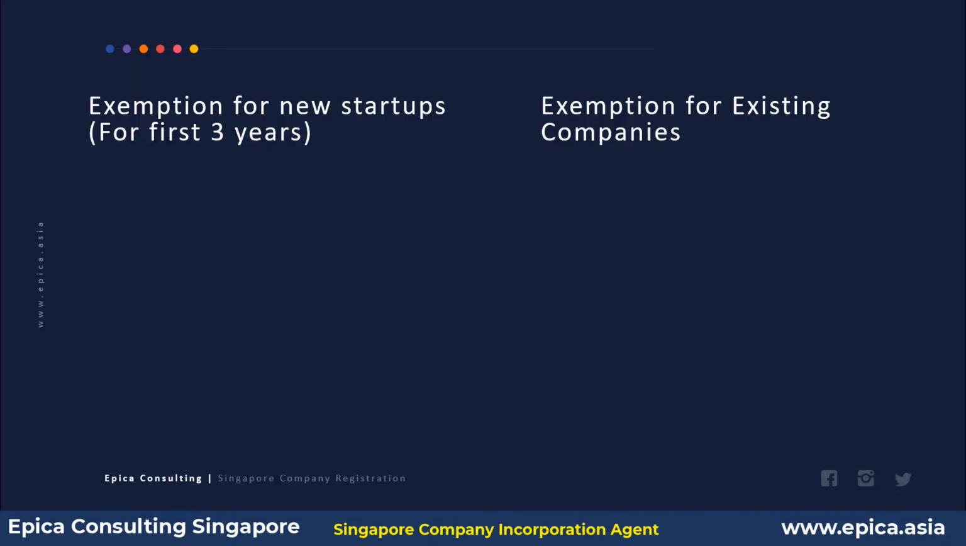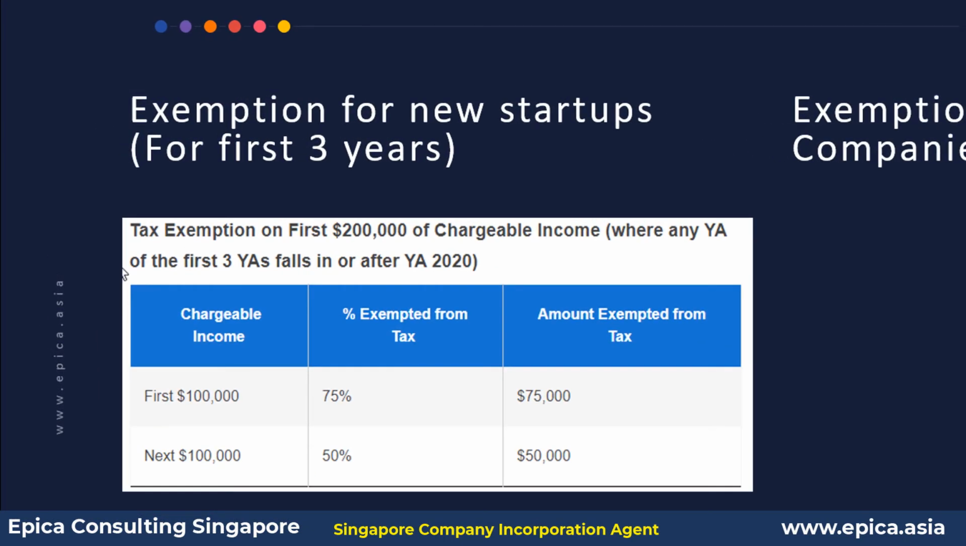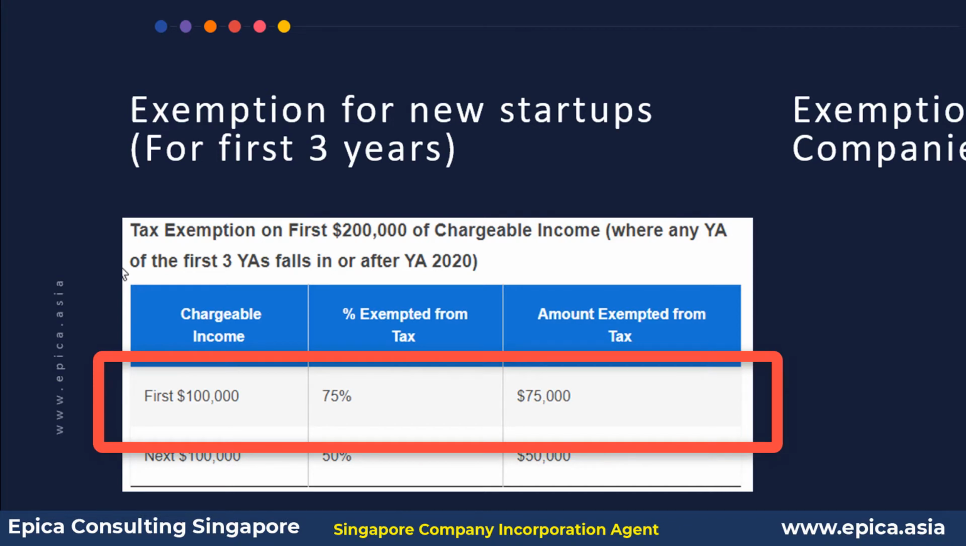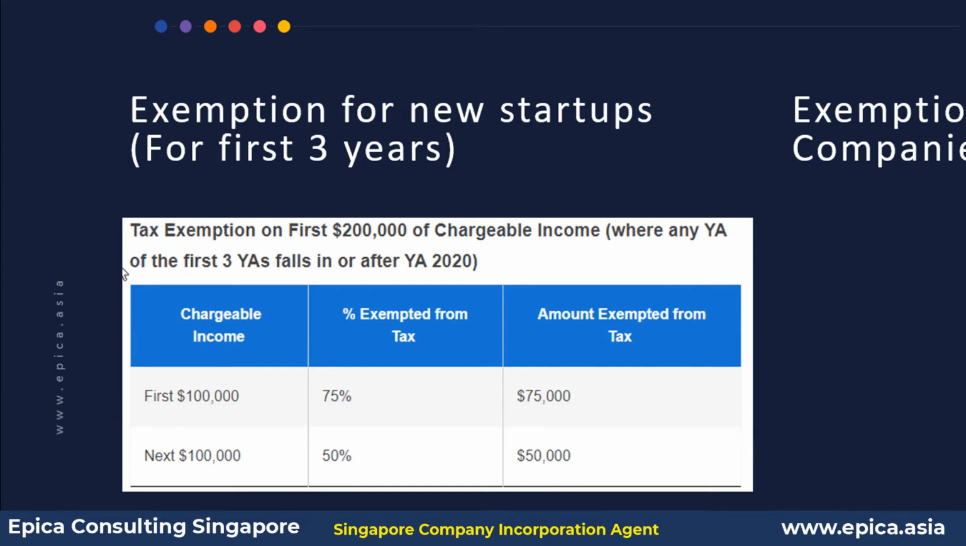Now the next point is about the exemption of new startups and exemption for existing companies. So the tax exemption for new startups is available for first 3 years after the incorporation, and the rules are as follows. So from assessment year 2020 onwards, if the company is newly incorporated, first $100,000 income, out of that 75% income will be exempted from tax. And next $100,000 income, out of that 50% of the income will be exempted from tax. So this was the exemption for new startups.